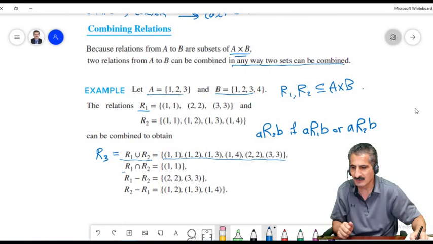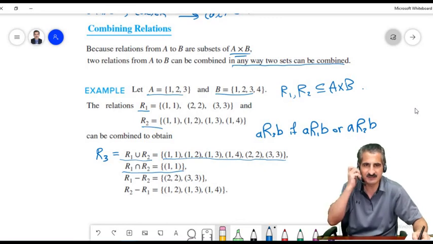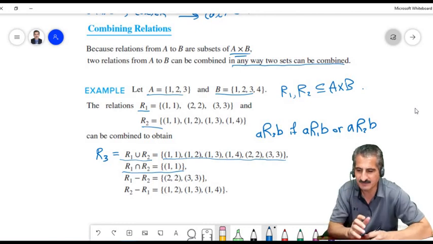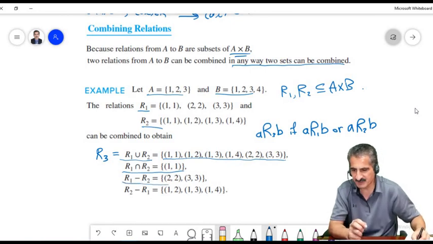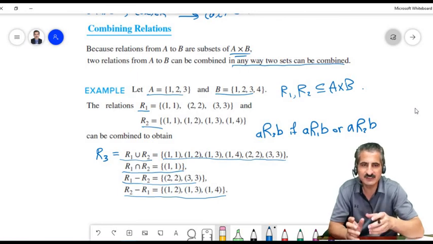Okay, what is the intersection? Just go, these are sets, intersect them. Then we have only one element related to itself under R1 and R2. Okay, R1 minus R2, just go do operations of sets, R2 minus R1, just operations of sets. So each time we get a new subset of A cross B, and this new set is the new relation coming out of R1 and R2.